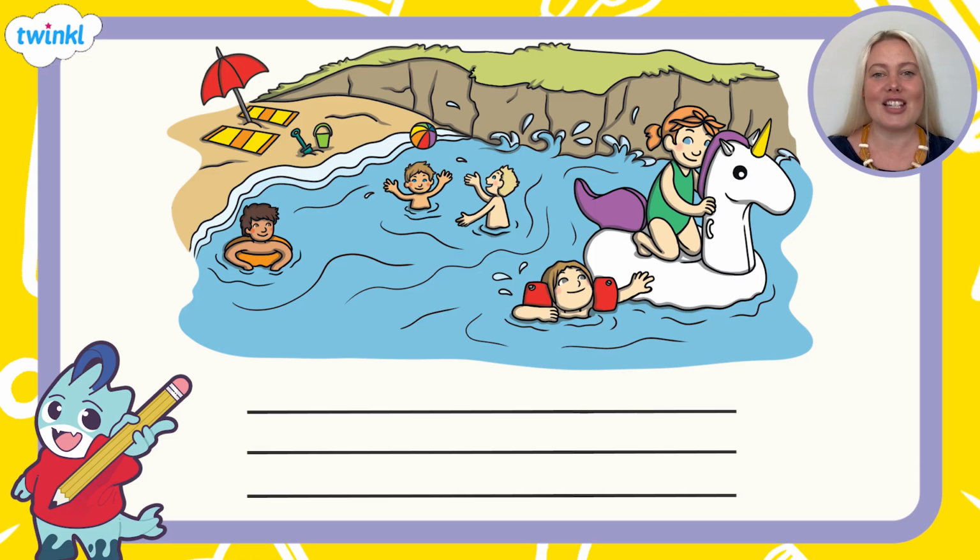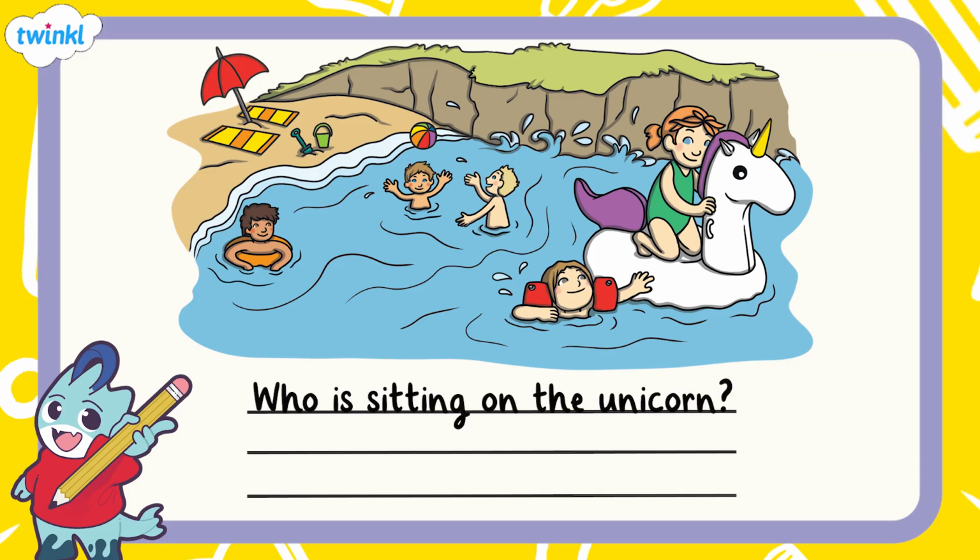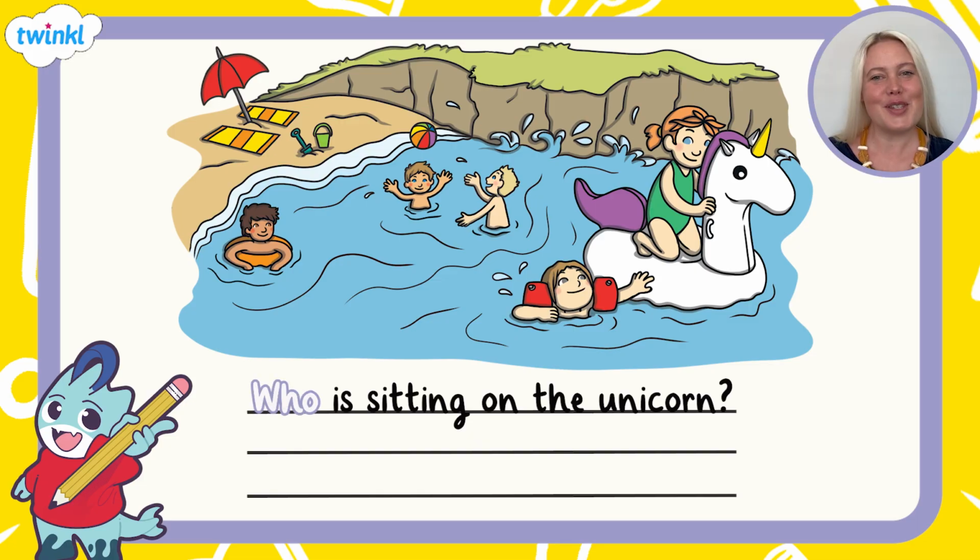Let's take a look at some 5W questions with our friend Blot to help us. Blot will ask some questions about this picture. Blot asks, who is sitting on the unicorn? Blot says, this is a question. It uses one of the 5W question words. Who? What do you notice about the punctuation? That's right, it has a capital letter at the beginning and a question mark at the end.